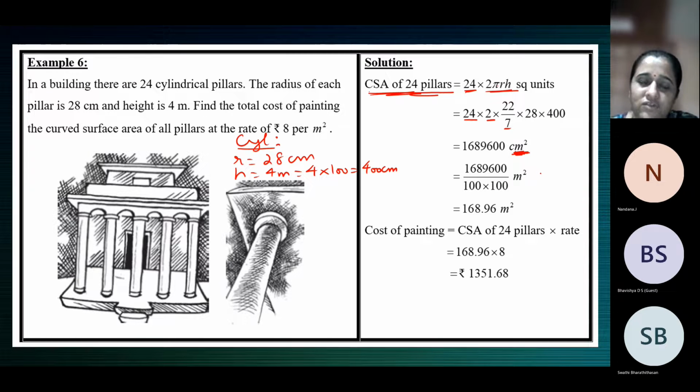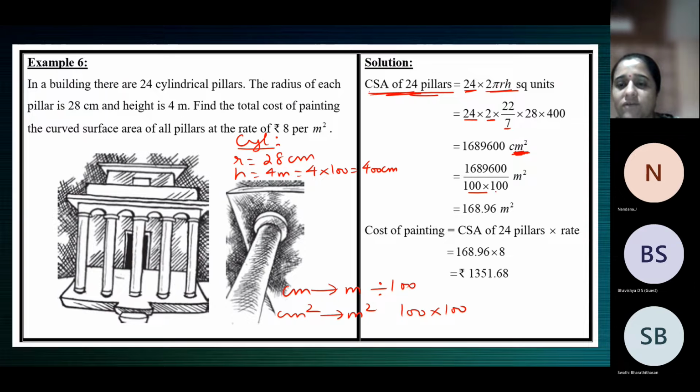This also we have understood earlier. To convert centimeter to meter, you have to divide by 100. To convert centimeter square to meter square, do the same thing 2 times: divide by 100, 2 times. So you're dividing by 100 into 100. Then place a decimal point. 4 zeros are there, so 1, 2, 3, 4.